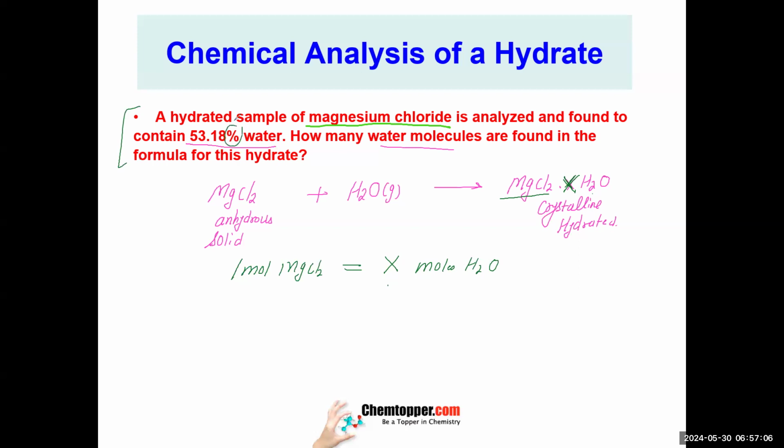If the MgCl2·XH2O sample is 100 grams, I'm going to assume 100 grams, then 53.18 grams is water. This is what I know. This is what is given to me. Is this information sufficient for me to know X? Yes, it's sufficient. How? Okay.